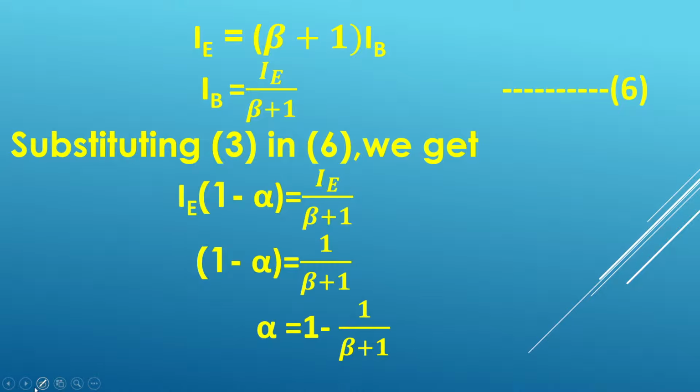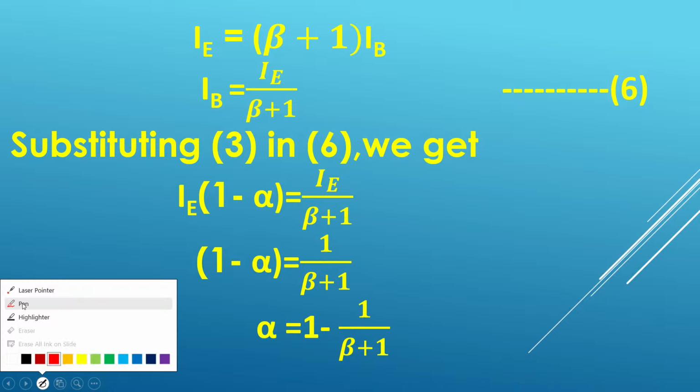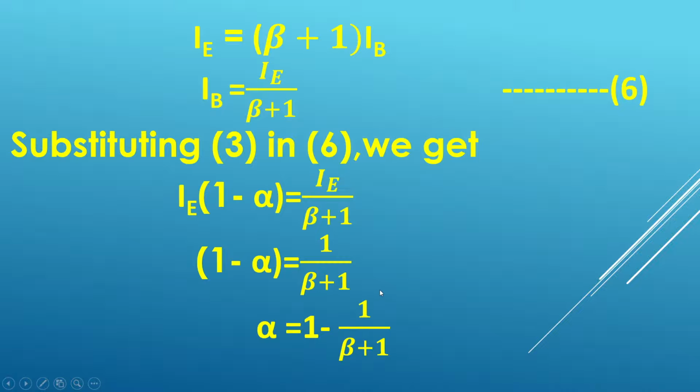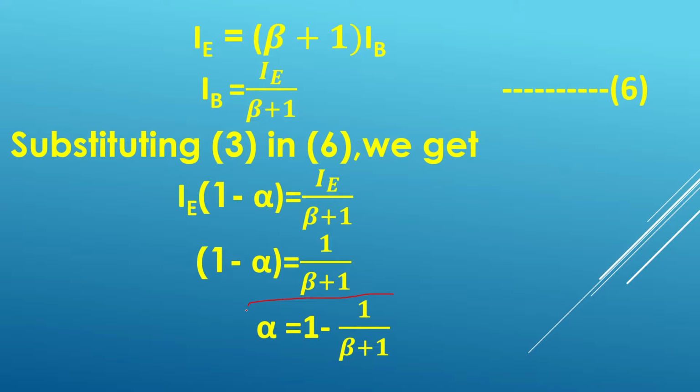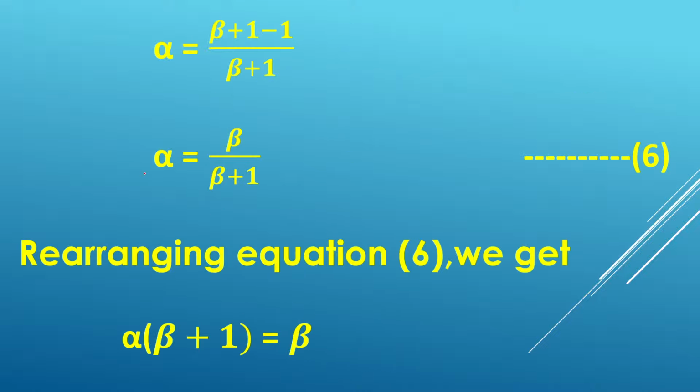Okay. So now we have got some relation. What was our title? Relationship between the current gain parameters, isn't it? By looking at this expression, you can see only alpha and beta terms are there. So again, just rearrange and simplify this expression. No need to wait for me. You will get a relation between alpha and beta. Alpha equal to beta plus 1 minus 1 by beta plus 1. 1 cancels. And what do you get? Alpha equal to beta by beta plus 1.